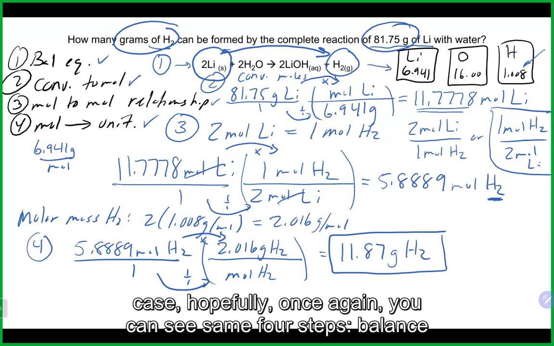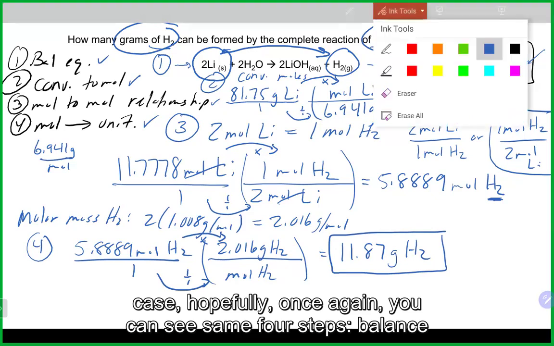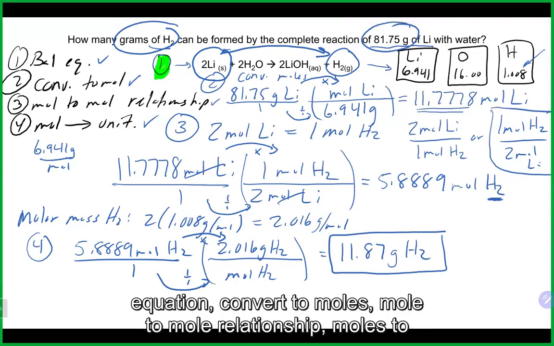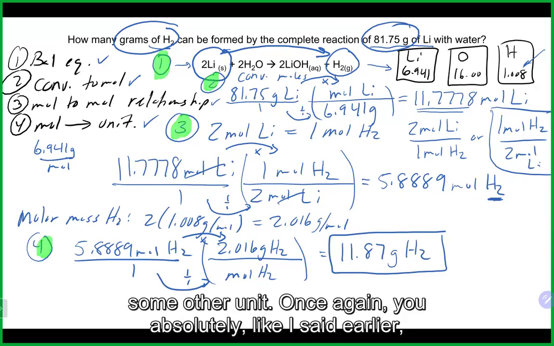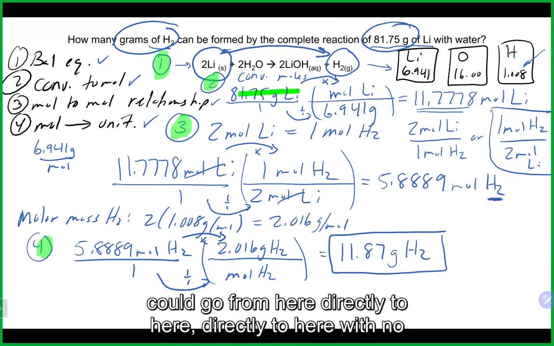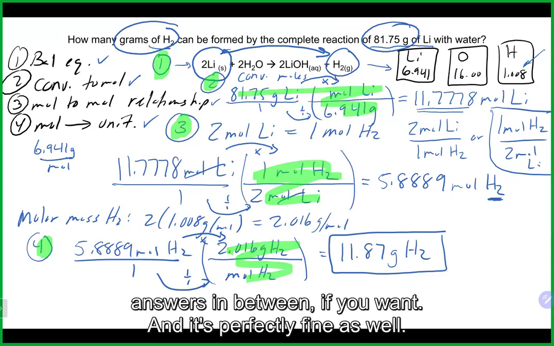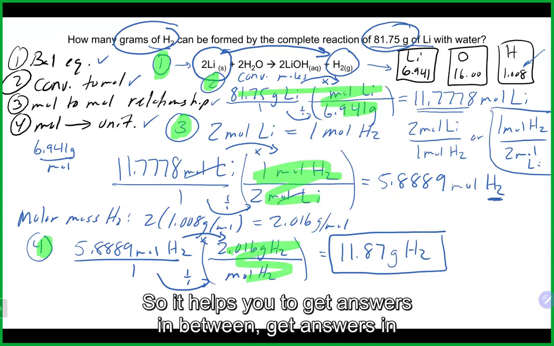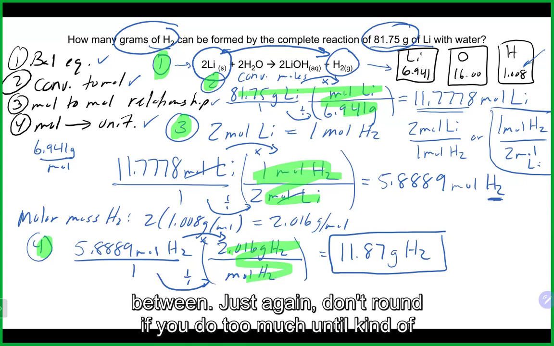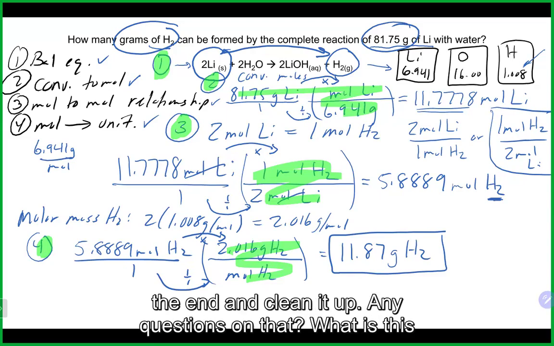Hopefully, once again, you can see the same 4 steps: balance the equation, convert to moles, mole to mole relationship, moles to some other unit. Once again, like I said earlier, you absolutely could go from here directly to here, directly to here with no answers in between if you want, and that's perfectly fine as well. So if it helps you to get answers in between, get answers in between. Just again, don't round too much until the end and clean it up.